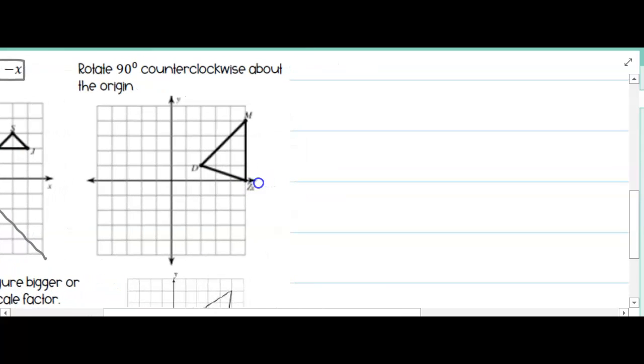And then the last one is going to be a 90-degree counterclockwise rotation about the origin. So if they don't give you the points, the first thing you might need to do is write out the points because we are going to need them for the rotations.